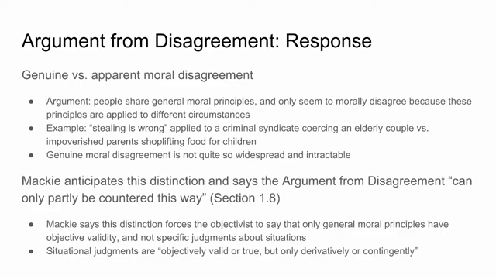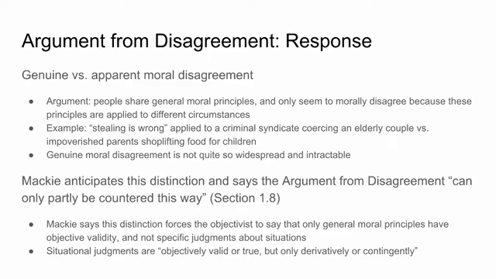What he says is that the distinction forces the objectivist to say that it's only the general moral principles being used here that actually have objective validity, and not our specific moral judgments about situations. Instead, the situational judgments have objective validity, or could be true, but only derivatively or contingently. That is, they're only true or valid because of the general moral principles at hand. So there's a question here about to what degree derivative or contingent validity might threaten moral realism. I'm going to set that aside, but that is how Mackie responds to this genuine versus apparent moral disagreement distinction.